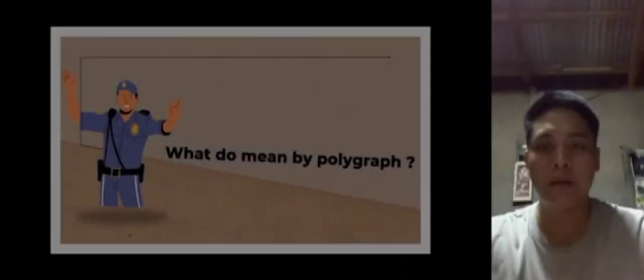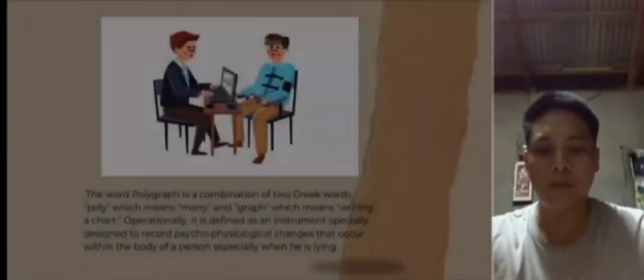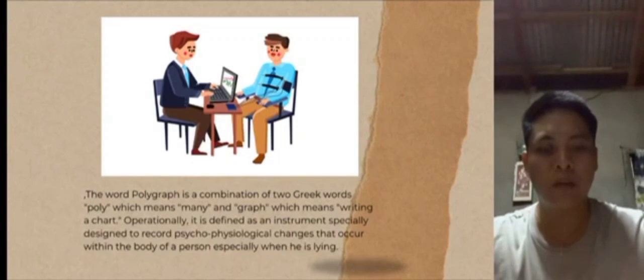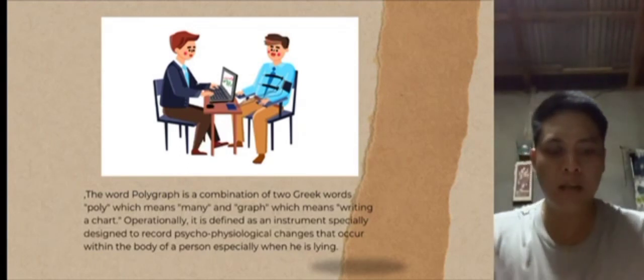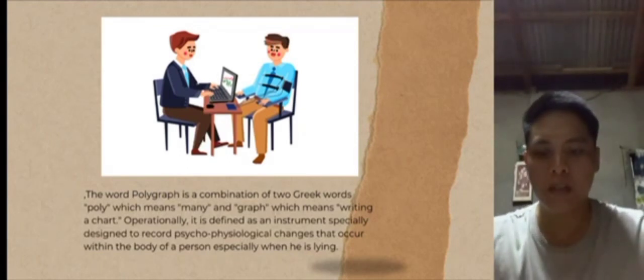So, what do you mean by polygraph? The word polygraph is a combination of two Greek words: poly, which means many, and graph, which means writing a chart. Operationally, it is defined as an instrument specially designed to record psychophysiological changes that occur within the body of a person, especially when he is lying.